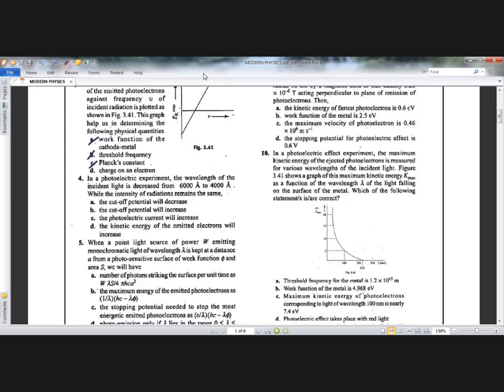Actually, stopping potential is the term we generally use, rather than cutoff potential. The term cutoff we have come across when we were studying cutoff wavelength in X-rays. That is the minimum wavelength of X-rays. Okay, sir. Thanks.